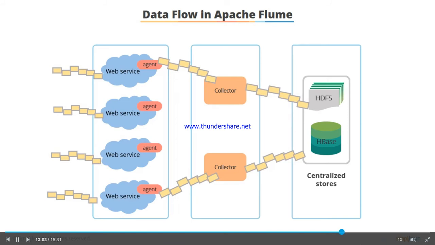Flume handles data flow in the following manner. Agents receive data from data generators. Intermediate nodes called collectors collect the data in these agents. Data from collectors is aggregated and pushed into centralized storage such as HDFS or HBase.